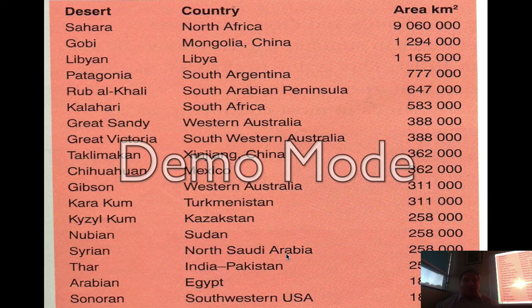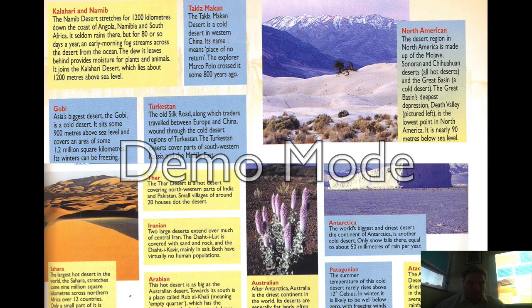Okay, these are all the main desert sizes of all the deserts except for the polar deserts. This is in your textbook, so you can have a look at that anytime you want. The hot and cold deserts of the world. There's a desert game up there if you want to play it.